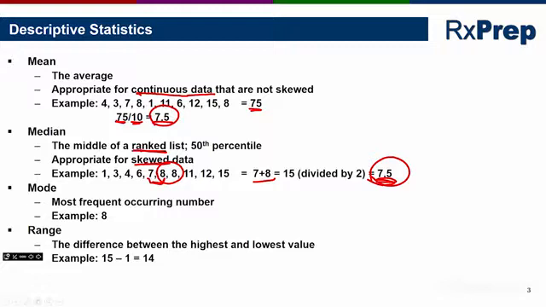Next, we have the range. The range is simply subtracting the lowest number in the data set from the highest number in the data set. So that's the difference between the highest and the lowest value. Here's our highest value, 15. Our lowest value, 1. So 15 minus 1, our range is 14. That's not a commonly used term in biomedical literature statistics, but you should know what it means.